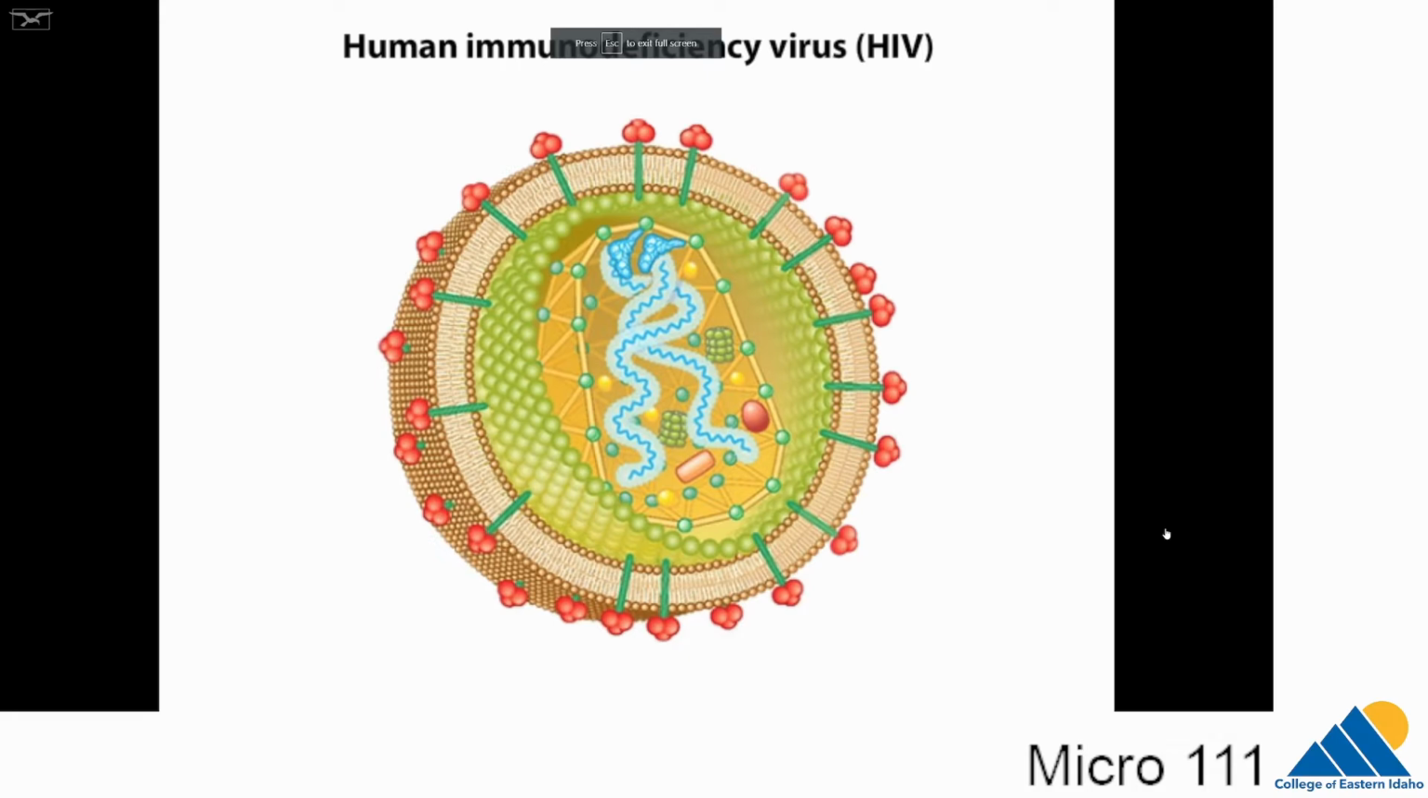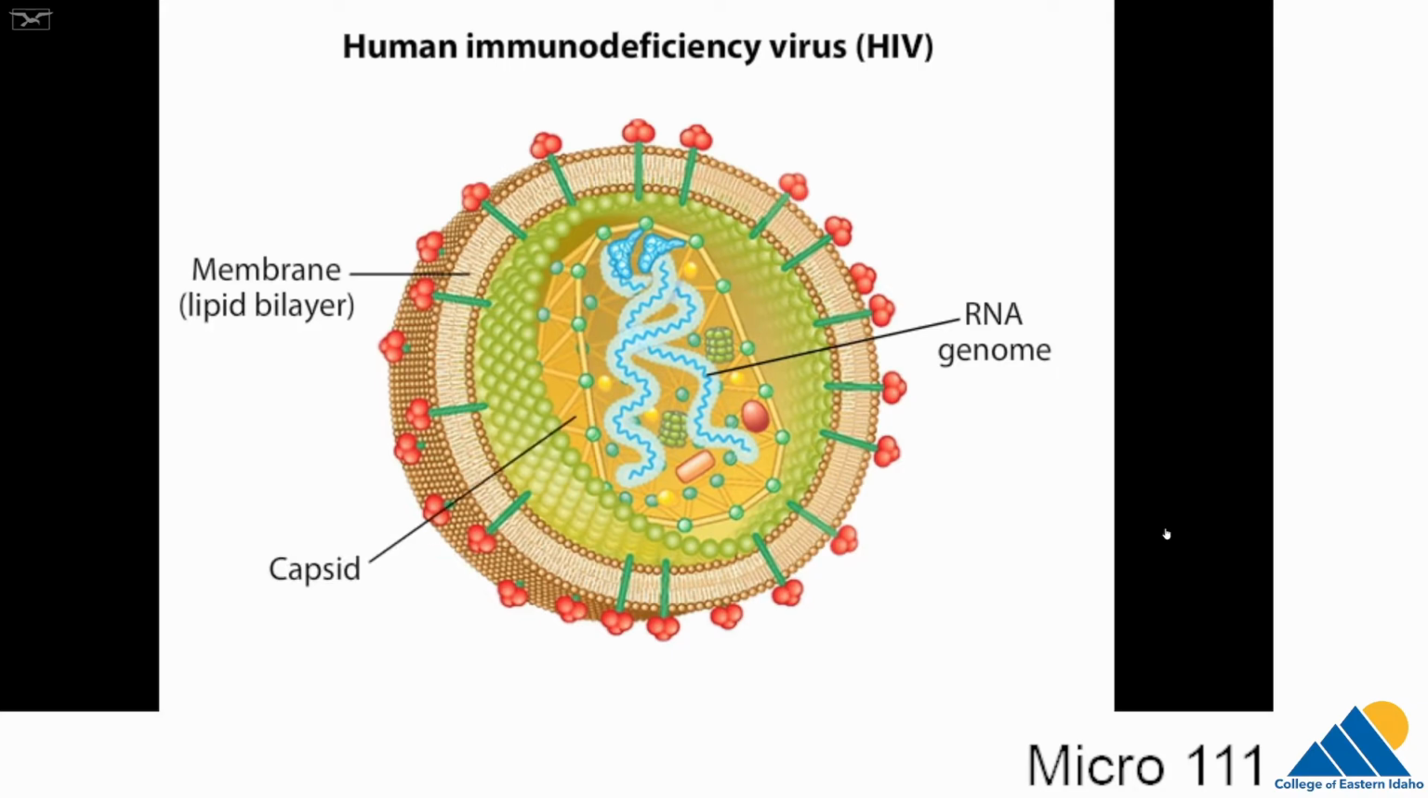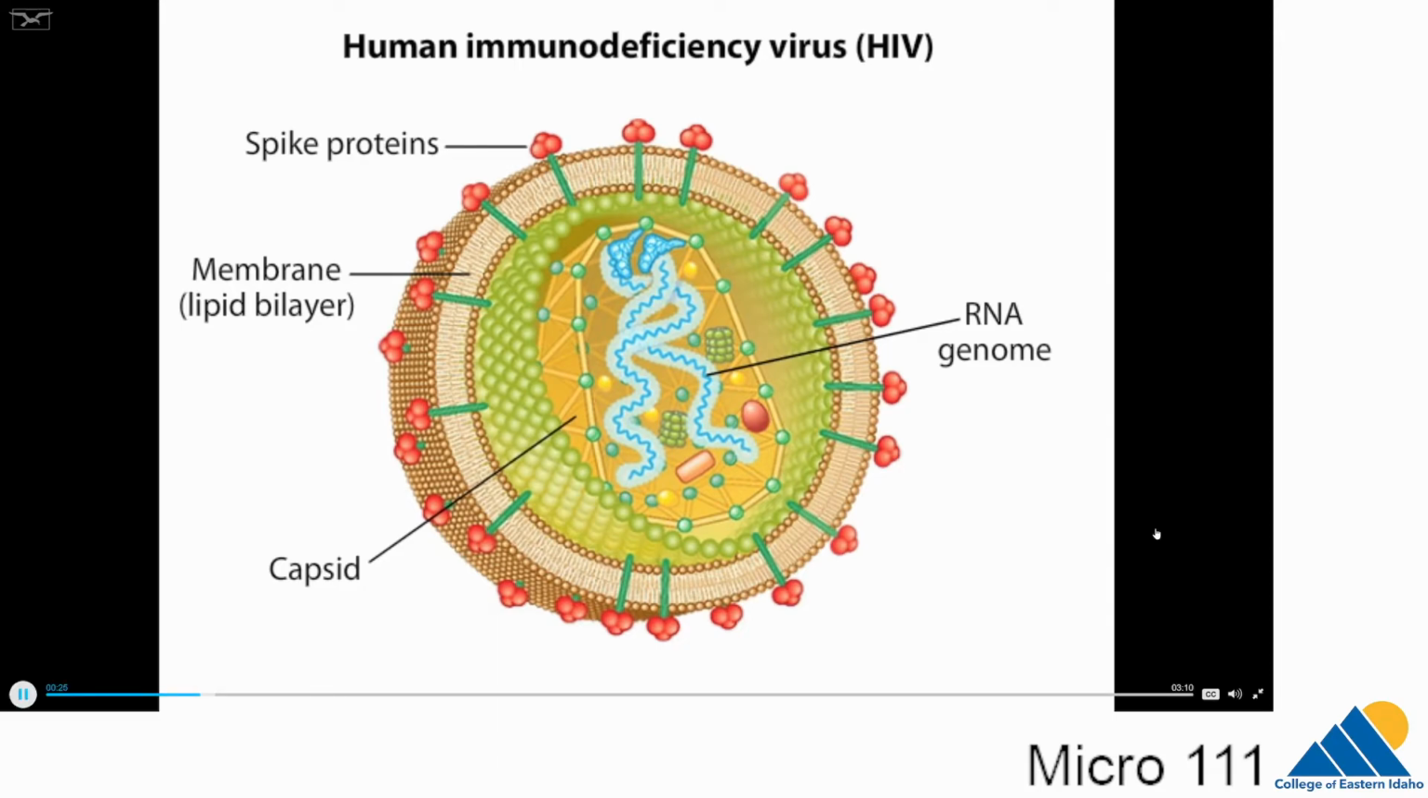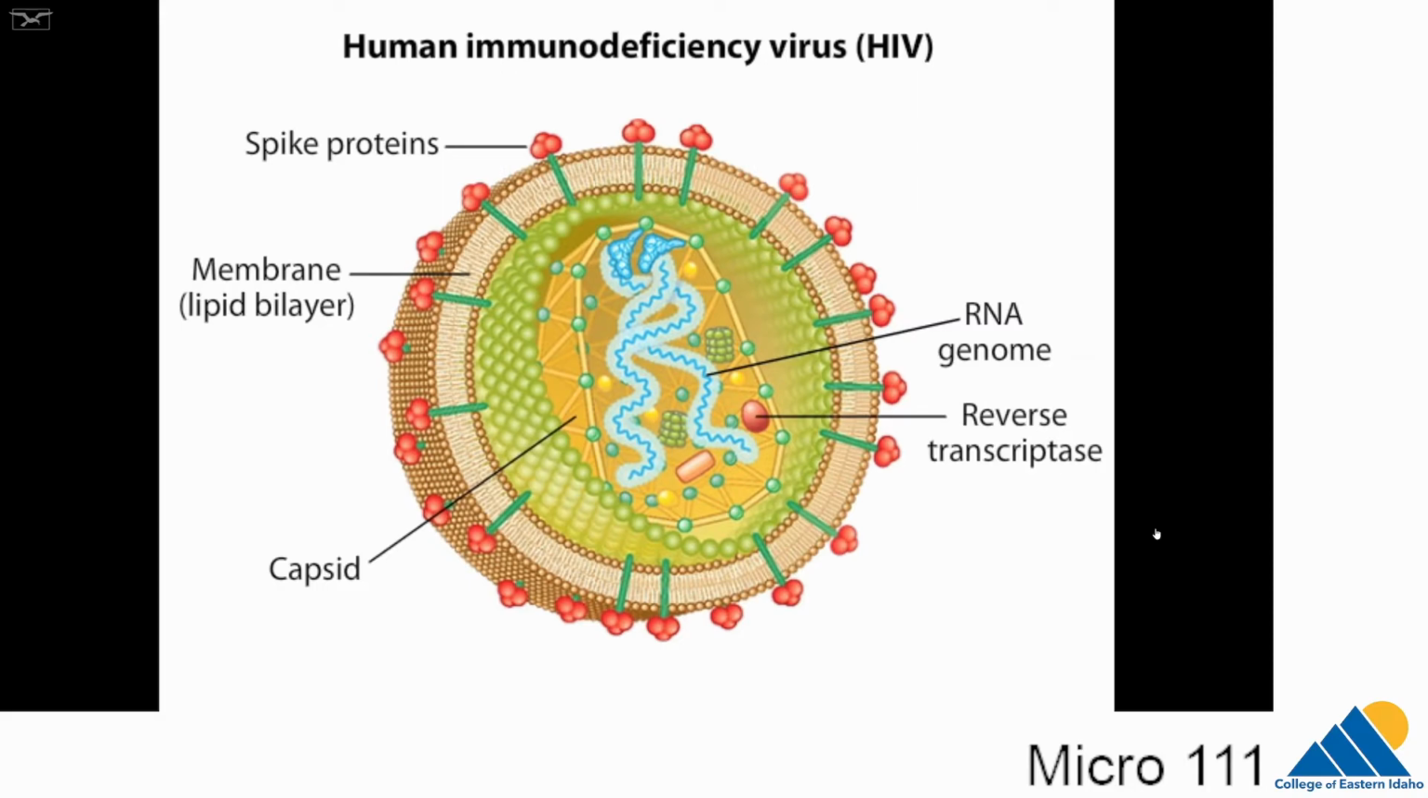The human immunodeficiency virus, HIV, is the causative agent of acquired immunodeficiency syndrome, or AIDS. HIV has an RNA genome surrounded by a protein capsid, which in turn is surrounded by a membrane taken from the host during virus exit. Embedded in the membrane are virus spike proteins needed to attach and enter host cells. The virus capsid contains the enzyme reverse transcriptase, which will copy the RNA genome into DNA during replication.